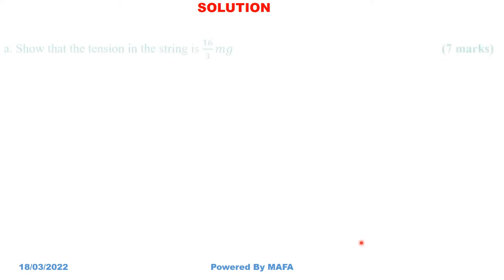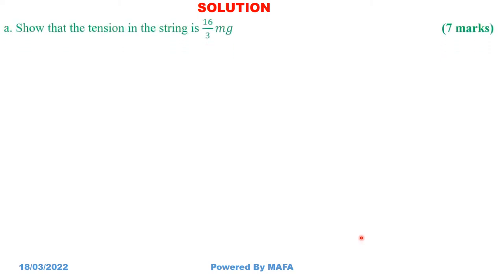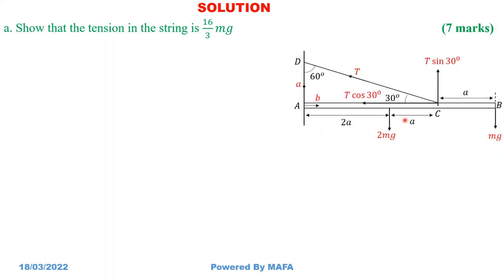Now let's proceed to solving the first question. Question A: Show that the tension in the string is 13/3 mg. It is allocated 7 marks. So this is our diagram that's been given. We're being told that this system is in equilibrium. What does it mean for the system to be in equilibrium?